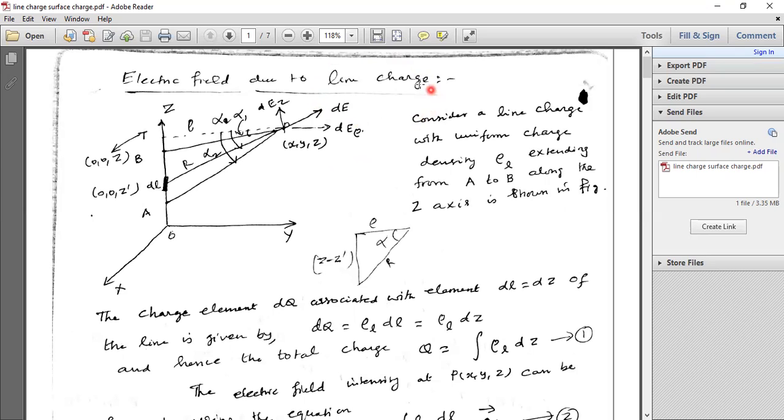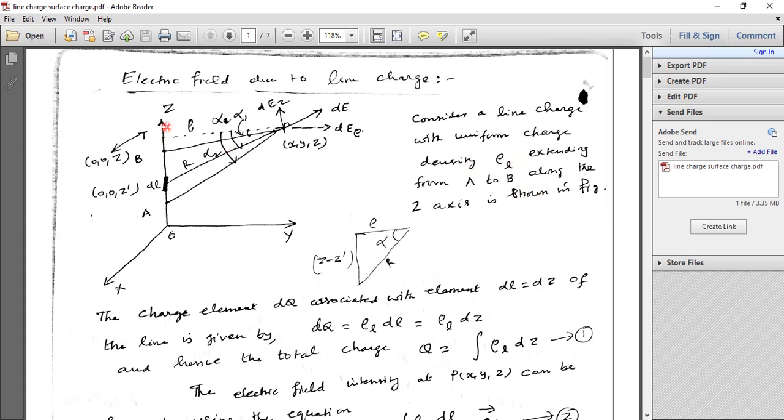So what is the line charge? Line charge is nothing but distribution of charge in a conductor. The distribution of charges along the length of the conductor is called line charge, and the number of charges present per unit length is called line charge density, which is denoted ρL.